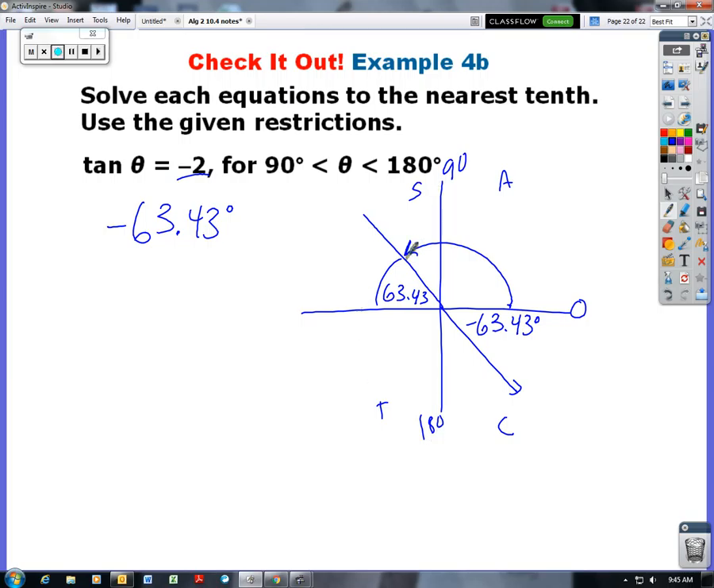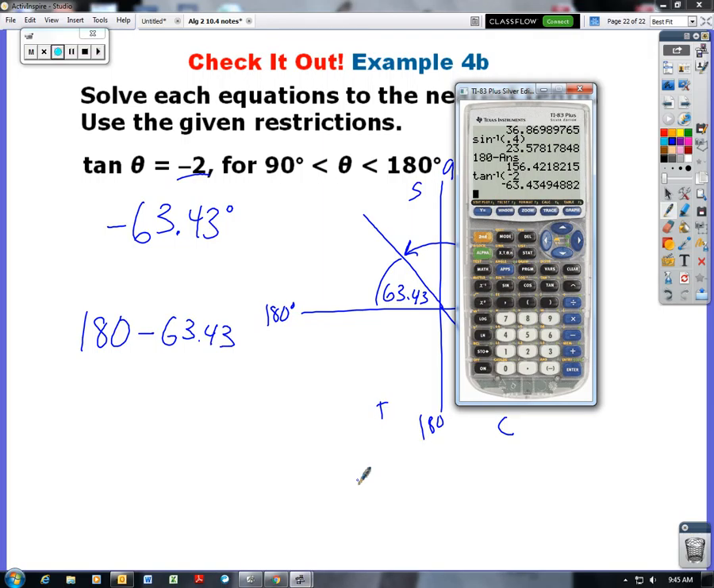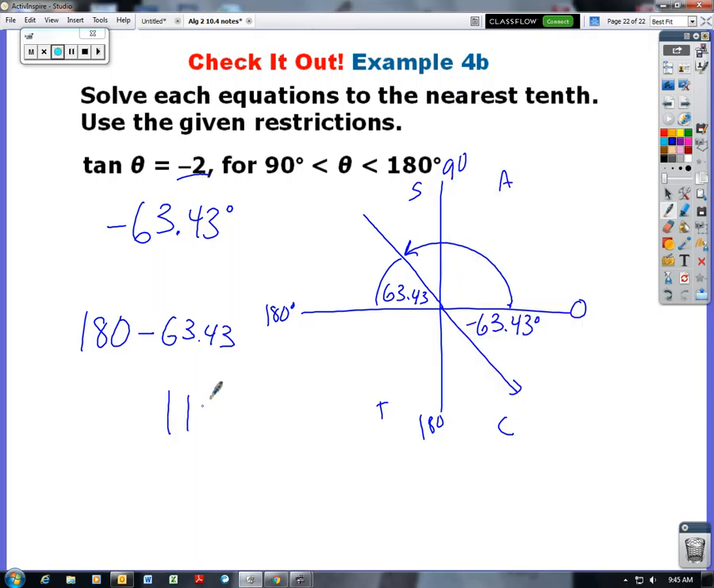So to get that angle, again, this is 180. So I'm going to be doing 180 minus 63.43, and that will give me the angle I'm looking for. 180 minus 63.43 is 116.57. That angle is between 90 and 180.